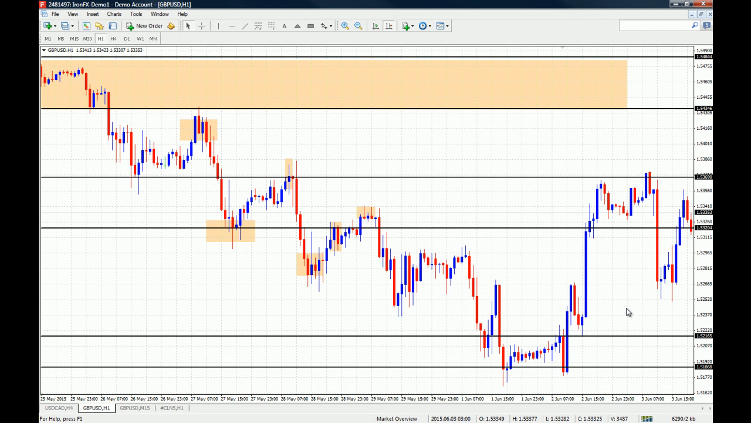So you can see that we are always going to be using these zones or these immediate areas of support and resistance whenever they are broken for a setup and for us to profit with binary options.